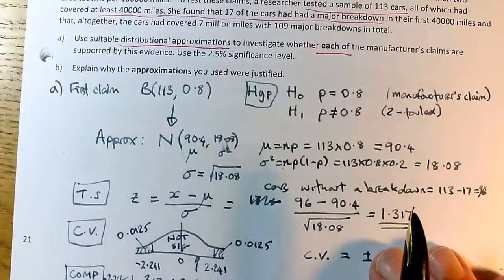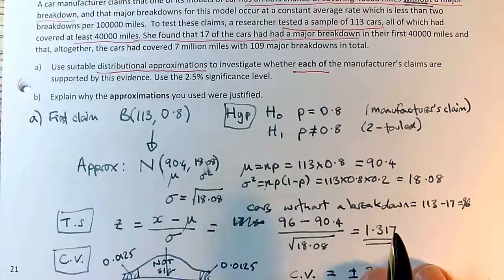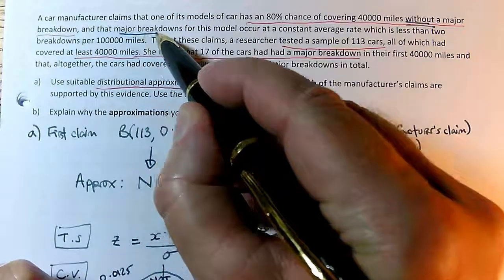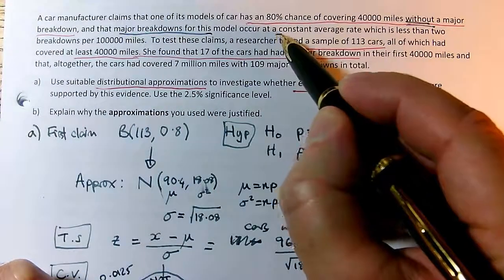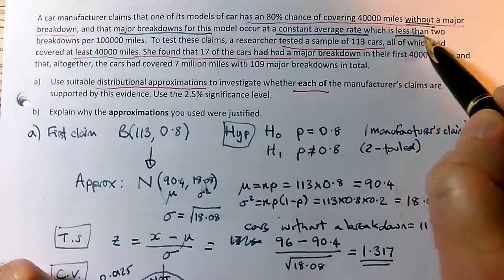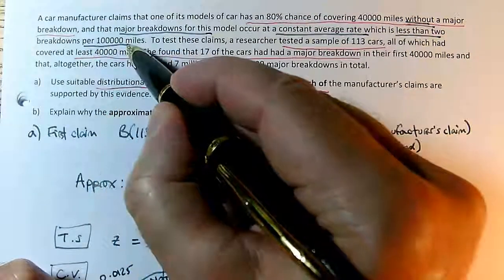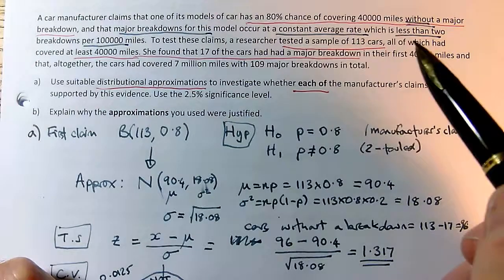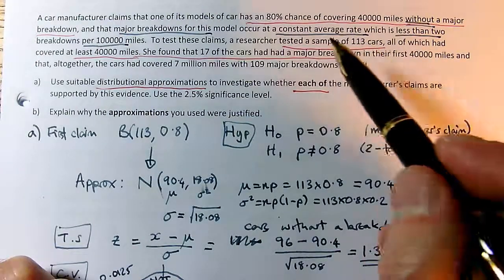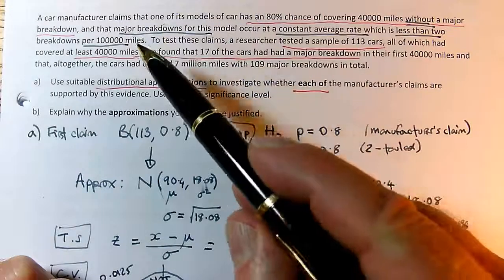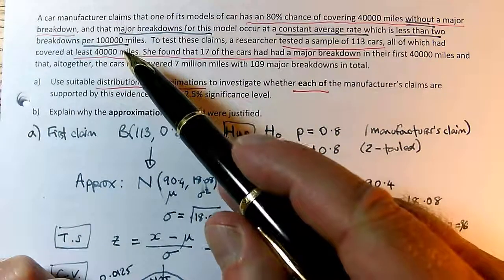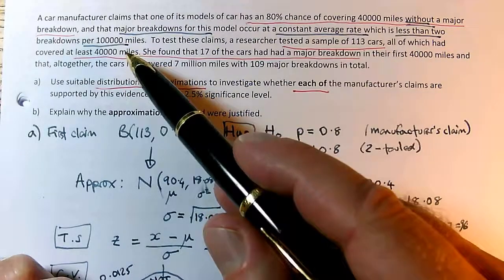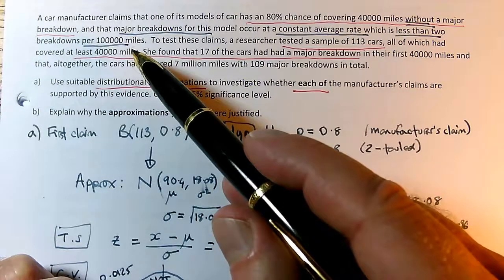Okay, moving on to the second claim. Let's do some different underlining. The second claim is that major breakdowns for this model have a constant average rate less than 2 breakdowns per 100,000 miles. So I'm looking now at the average number, the rate of breakdowns per 100,000 miles. So I'm counting breakdowns in a fixed space of miles. So this is going to be a Poisson distribution.